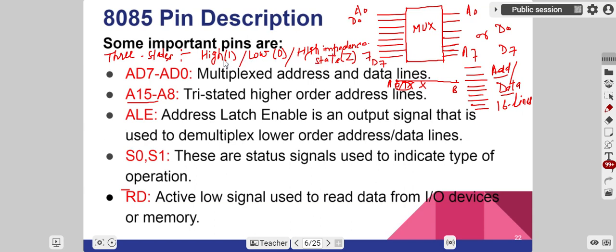Whenever we are not providing either 1 or 0 to a line, and that line is working as a high impedance line, then that state is called the high impedance state.